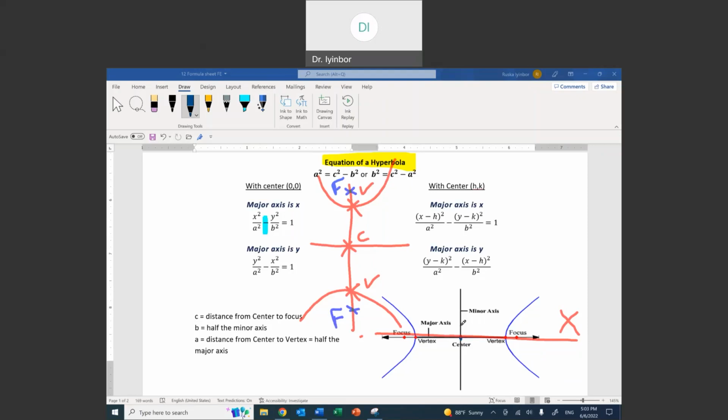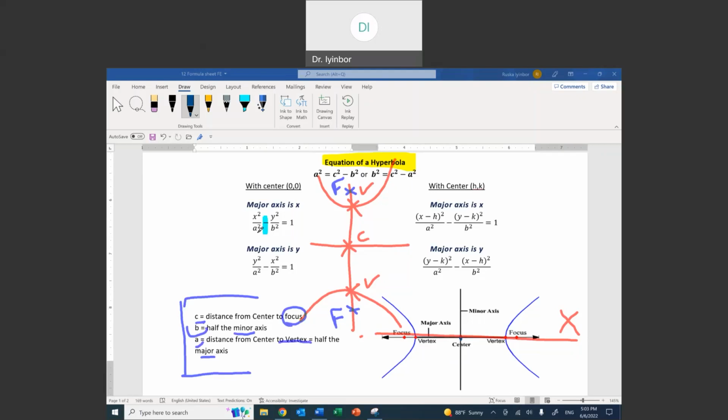The same way, the coordinate that changes, that's the major axis. If the x coordinate changes, the major axis is x. If the y coordinate changes, the major axis is y. Okay? And the same way you have A, B, and C. Center to focus is C, so the focus gives C. Half of the minor is B. Center to vertex is A, and also half of the major. Everything is the same, the only difference is that negative.